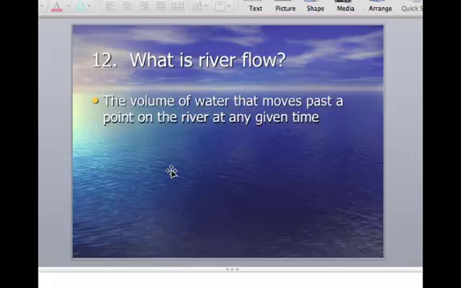And sometimes the river, like maybe after a flood, is going to have more river flow than during a drought. And so river flow is a measure of how much water flows through a certain area in a period of time.